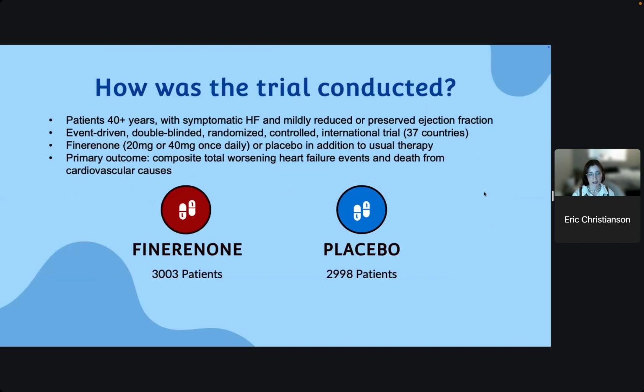So, the trial included patients who were 40 years or older, they had symptomatic heart failure, and they had mildly reduced or preserved ejection fraction. This trial was event-driven, double-blinded, randomized, controlled, and an international trial, which included 37 different countries. Finerenone was used at either 20 milligrams or 40 milligrams once daily and compared to placebo in addition to usual therapy. And the primary outcome was composite total worsening heart failure events and death from cardiovascular causes. And you can see here the number of patients in each of the groups was around 3,000.